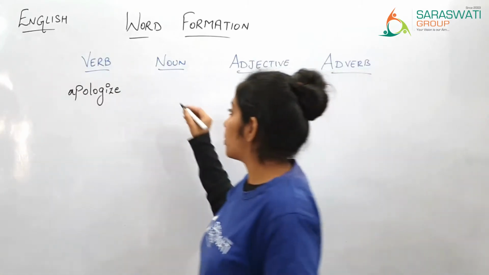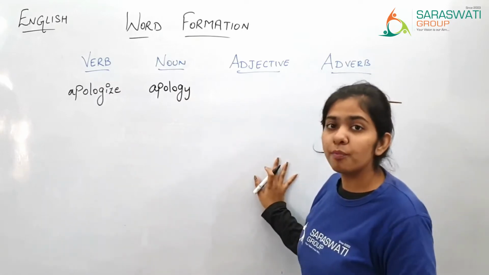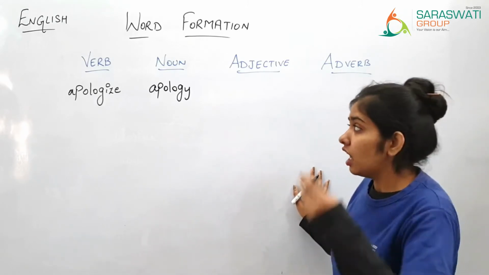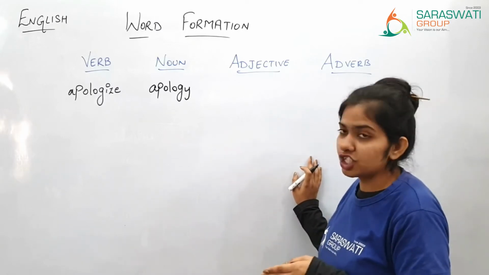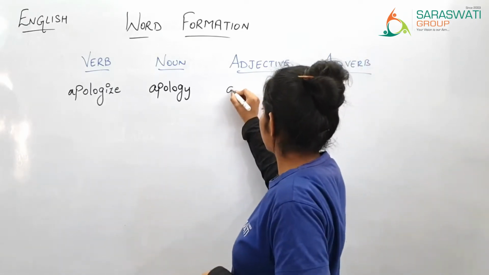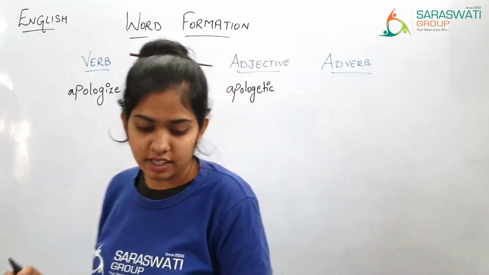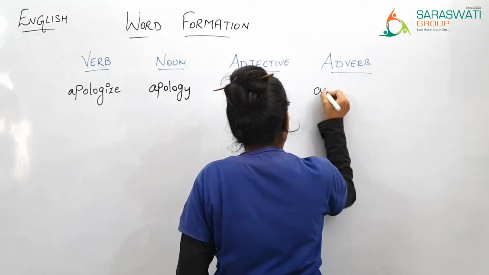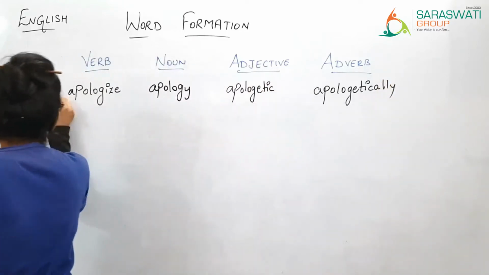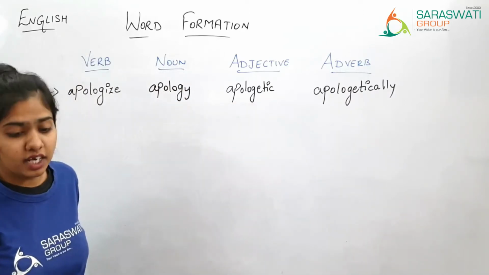Now, if we write apology, we have modified these words, right? We have written apology from apologize. So by writing apology, all these words mean the same, but it is changing its parts of speech. Apologize is a verb. Then if we write apology, it is a noun, right? And now if we write apologetic, apologetic, that becomes our adjective, and we write apologetically, apologetically. So it becomes our adverb, meaning we have added something to the verb, so it becomes our adverb, right?